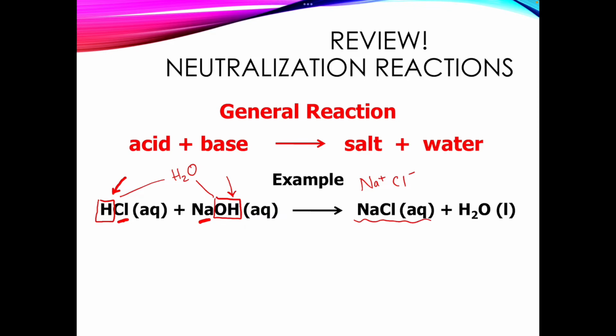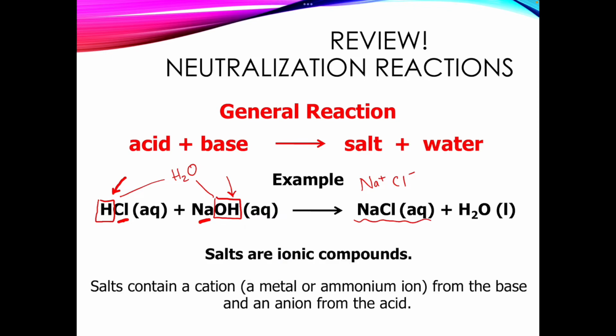But if they weren't equal and opposite, you would need to circle and switch to get the formula of that salt. Anytime we say salt, these are just ionic compounds. They're always going to contain the cation from our base, so here it's sodium, and the anion from the acid, which here is chlorine, to make our ionic compound.